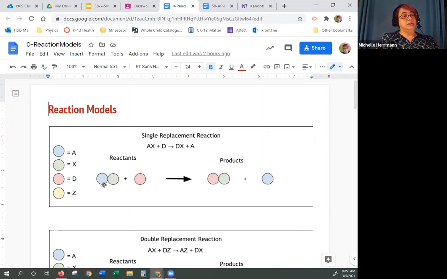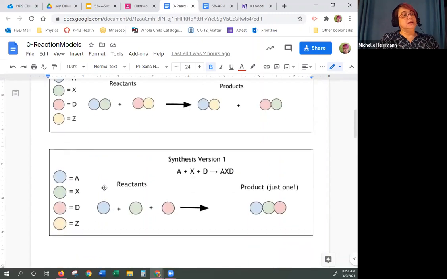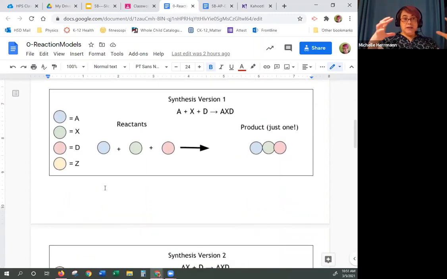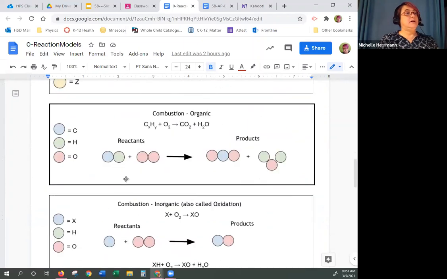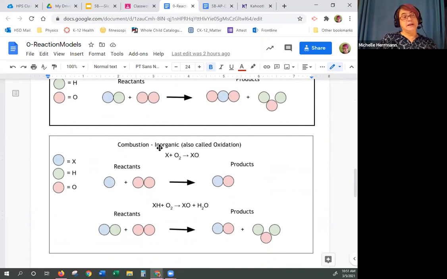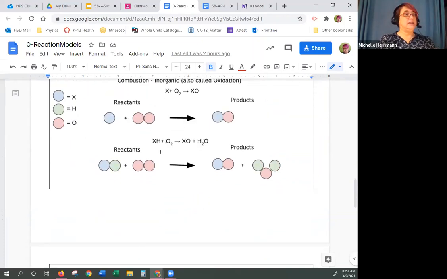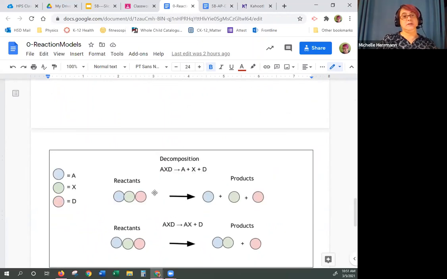So we have our model for single replacement, double replacement, synthesis, where we're taking things and making one product, and then combustion for this week, combustion inorganic, also known as oxidation, where oxygen gets to react with everything. And then the last one, decomposition, opposite of synthesis, where we start with one reactant and it breaks apart into its components. A lot of explosion reactions are decomposition reactions.